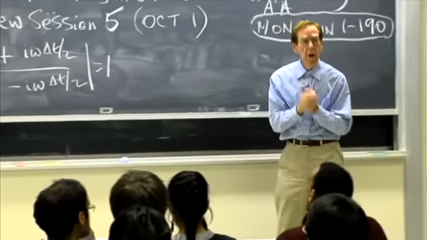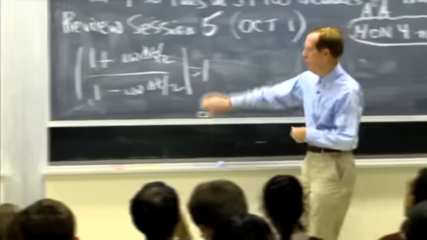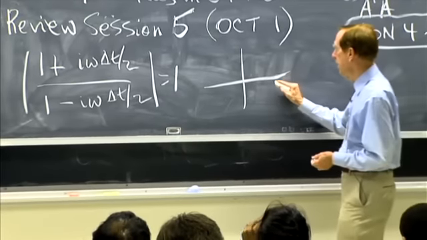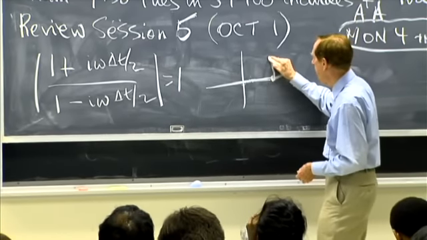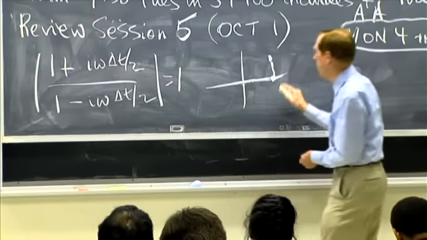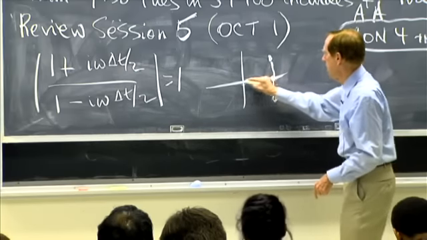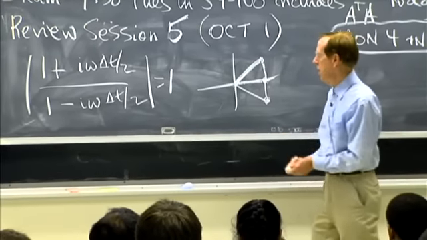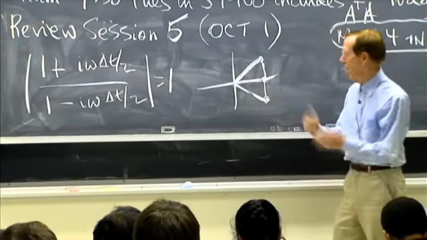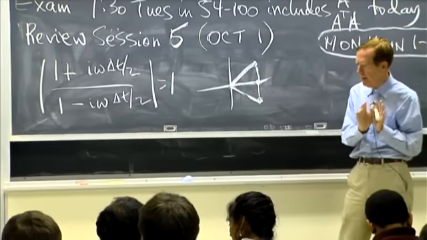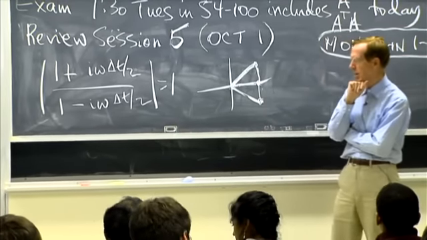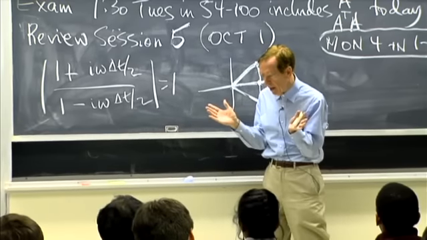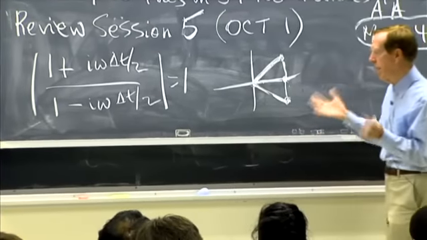Yeah? Because they're complex conjugates. This numerator and the denominator are complex conjugates in the complex plane. Here's the 1, and I go up by i omega delta t over 2, or in this one I go down, but those lengths are the same. The length of the numerator is that guy, the length of the denominator is this guy, and their ratio is 1. So this gives us the point about complex numbers, that a complex number and its conjugate automatically have ratio of magnitude 1.